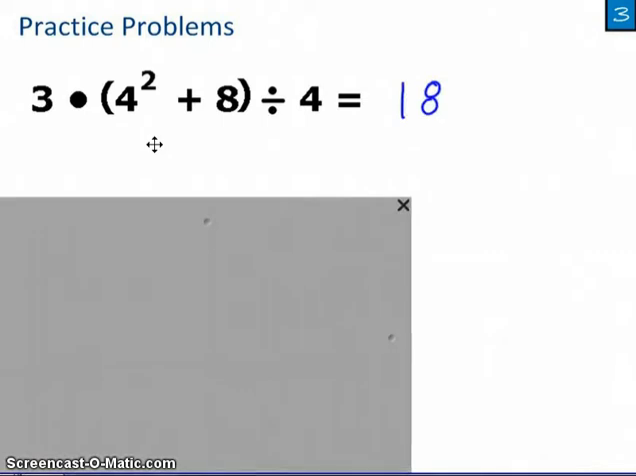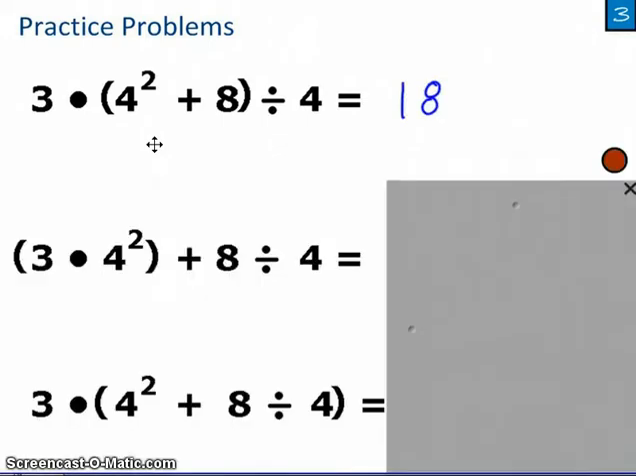Now what I'd like you to do is try these 3 problems. Notice the only difference is where the parens appear. But you're going to get, I think you'll find, different answers. When you're ready, hit the pause button and give these a try, and in a second I'll show you the results.